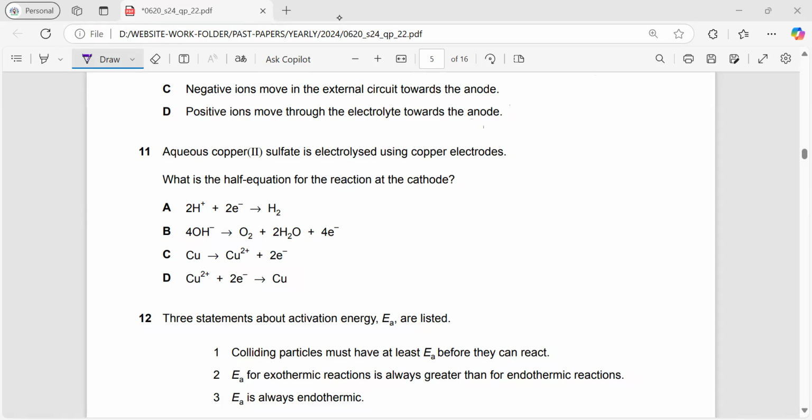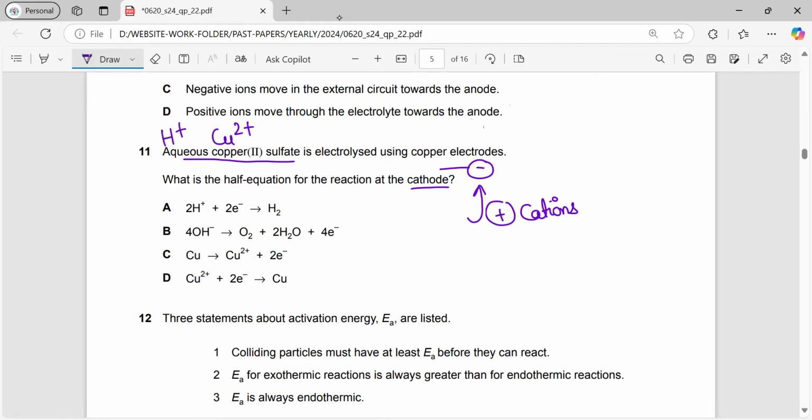Aqueous copper sulfate is electrolyzed using copper electrodes. What is the half equation for the reaction at the cathode? The cathode is negative, so obviously the positive ions, the cations, will go to the cathode. Now we have to see which cation will go to the cathode. As it is aqueous copper sulfate, the positive ions will be copper ions. And because of water, there will be hydrogen ions.